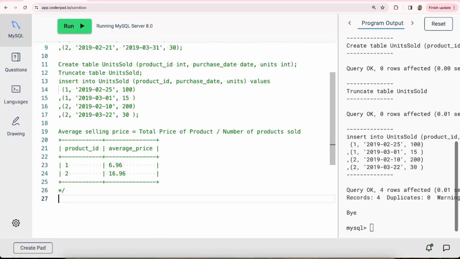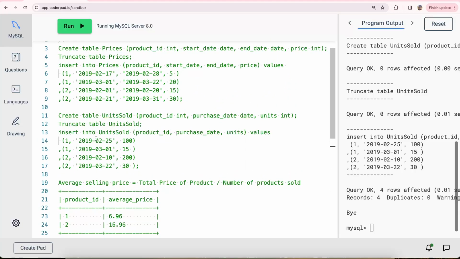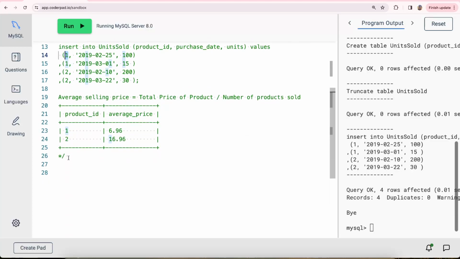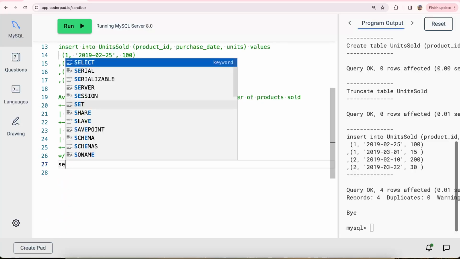So how will you connect these tables? What is the connection point between these two tables? It's the product ID, right? So product ID in the price and product ID in the unit sold is the main join. And to get the price, we have to use the date. Let's see how to do that.